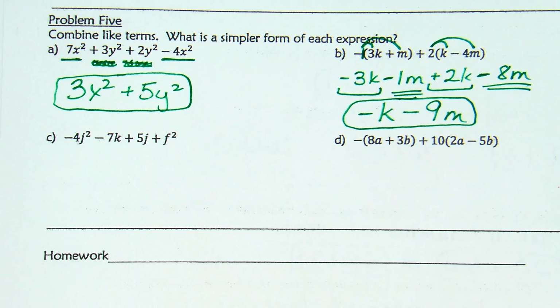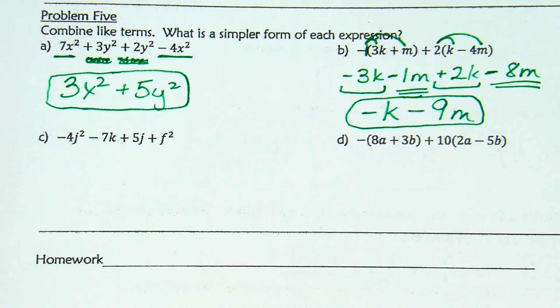Are there any like terms? No. The closest thing we get is j and j squared. But remember, the variable pieces have to be identical. And they don't have the same power. So this one is going to stay the same. It's going to be -4j squared minus 7k plus 5j plus f squared. That was your trick question of the day. It got some of you though, didn't it?